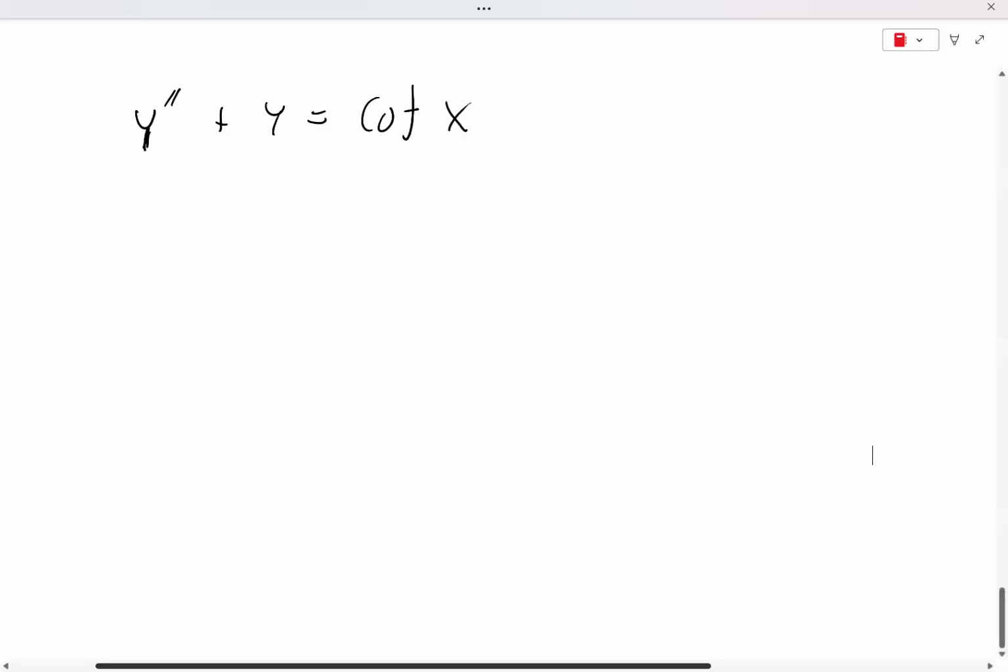Okay, so anyway, first thing here, solve the homogeneous part. So we've got to do the characteristic equation.